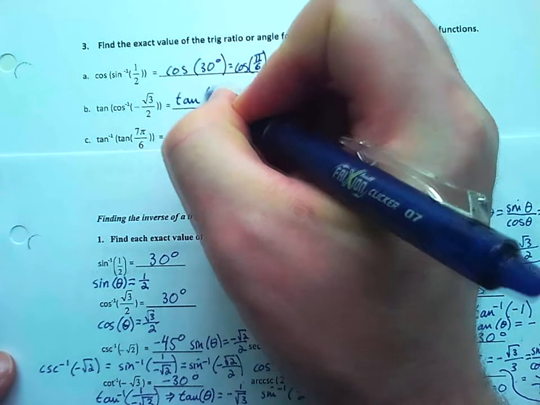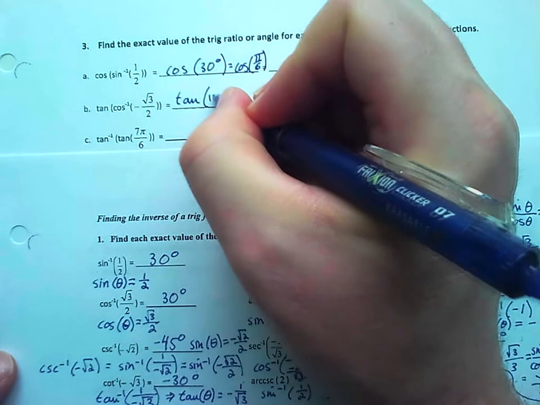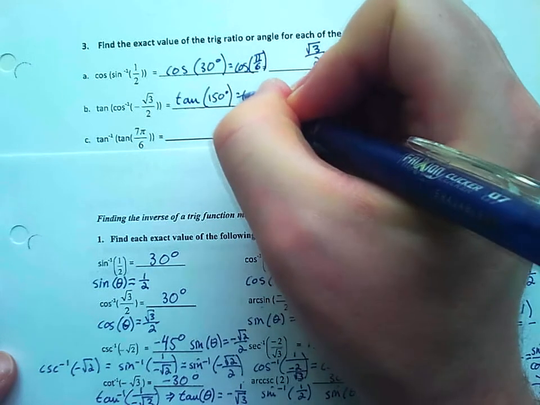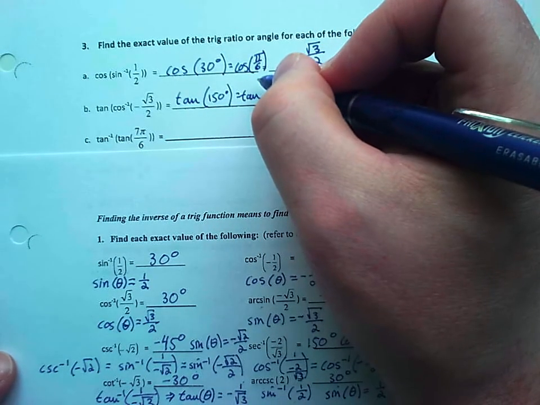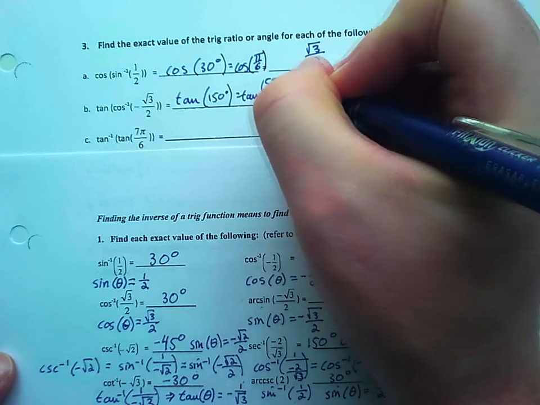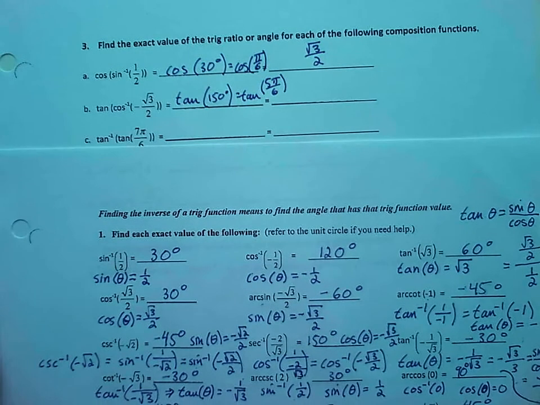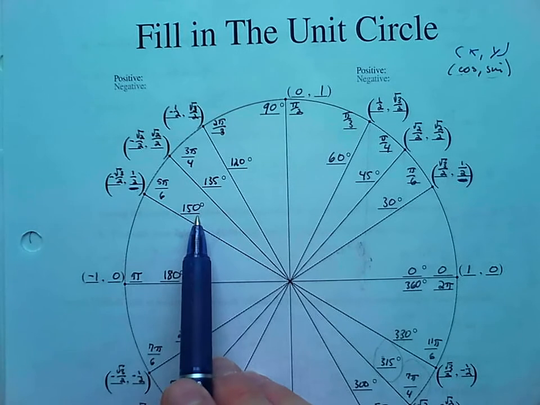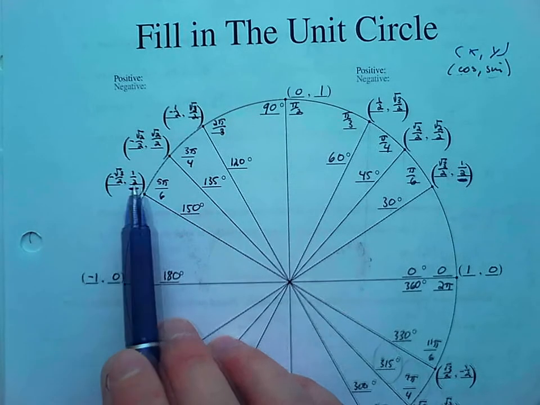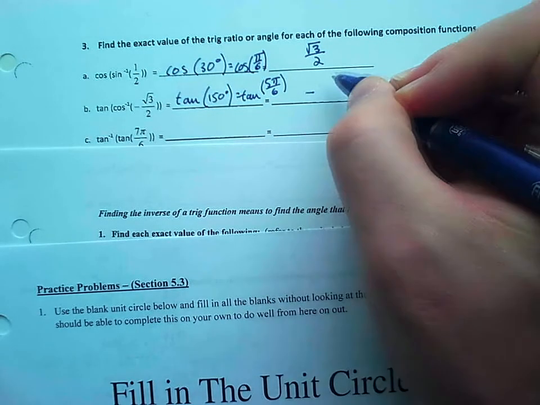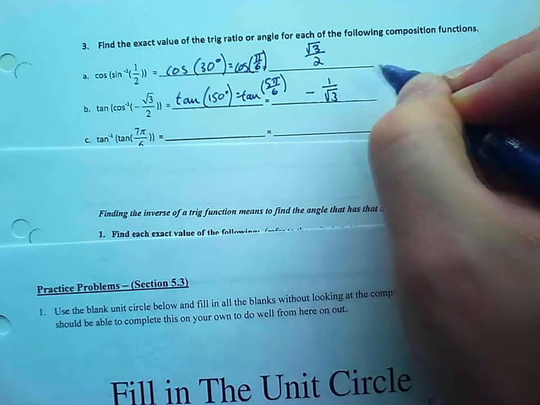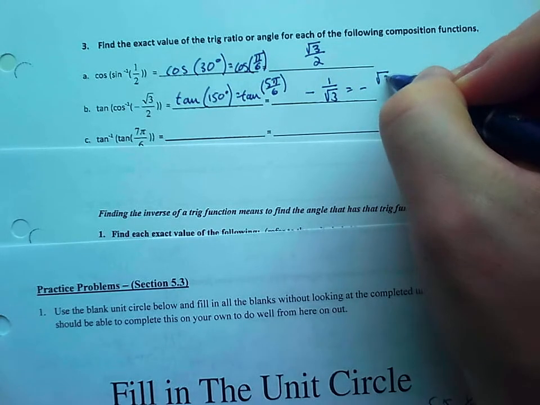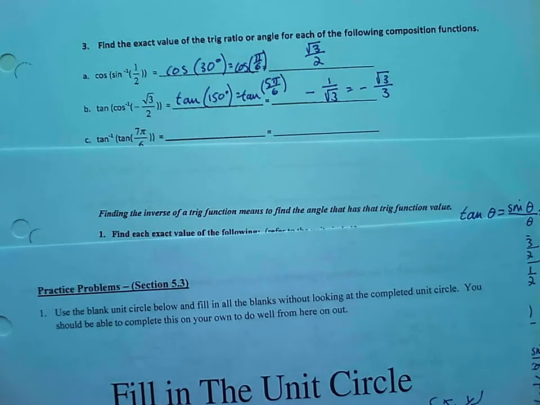So this is the same thing as saying the tangent of 150 degrees, which is the same thing as the tangent of 5 pi over 6. Again, if you go to 150 degrees, and you take the y value and divide it by the x value, you're going to get that this comes out to negative 1 over the square root of 3, which is just the same thing as negative square root of 3 over 3.